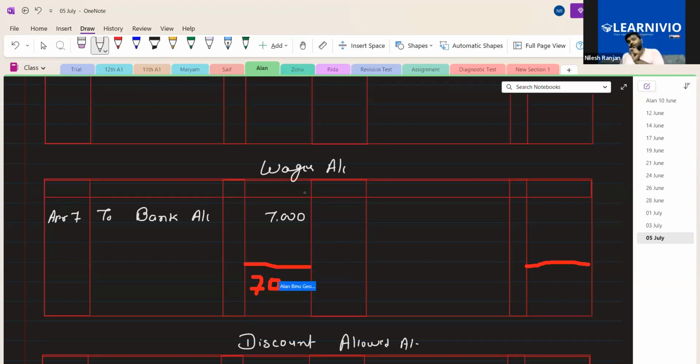You're using a very bold pen. What, sir? You're using a very bold pen. The color you're telling? No, not color, the thickness. Thickness is more. Oh, okay. That is good.